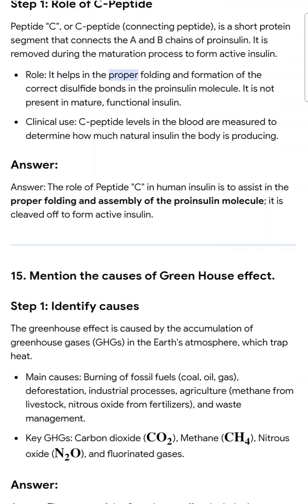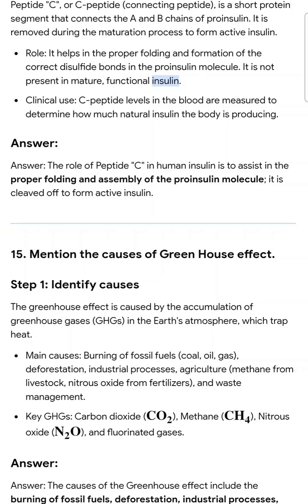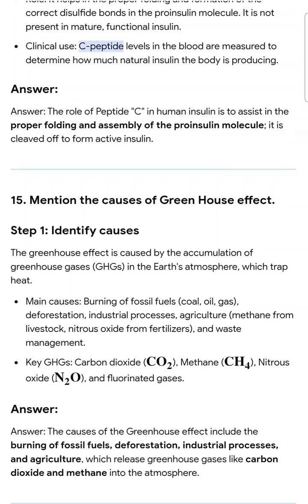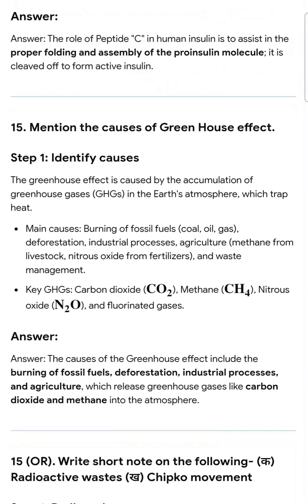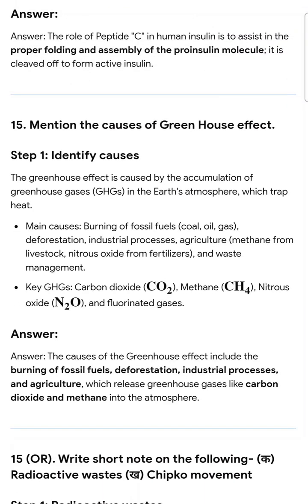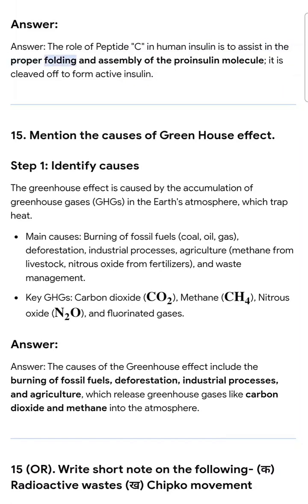Role: it helps in the proper folding and formation of the correct disulfide bonds in the proinsulin molecule. It is not present in mature, functional insulin. Clinical use: C-peptide levels in the blood are measured to determine how much natural insulin the body is producing. Answer. The role of peptide C in human insulin is to assist in the proper folding and assembly of the proinsulin molecule. It is cleaved off to form active insulin.